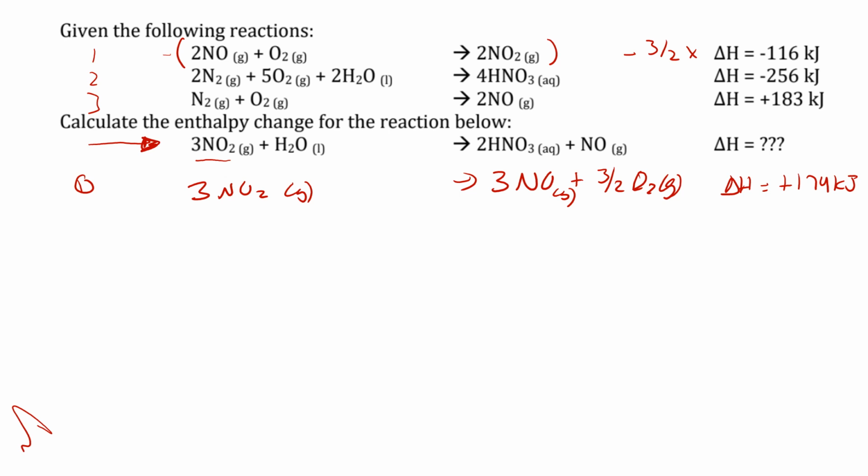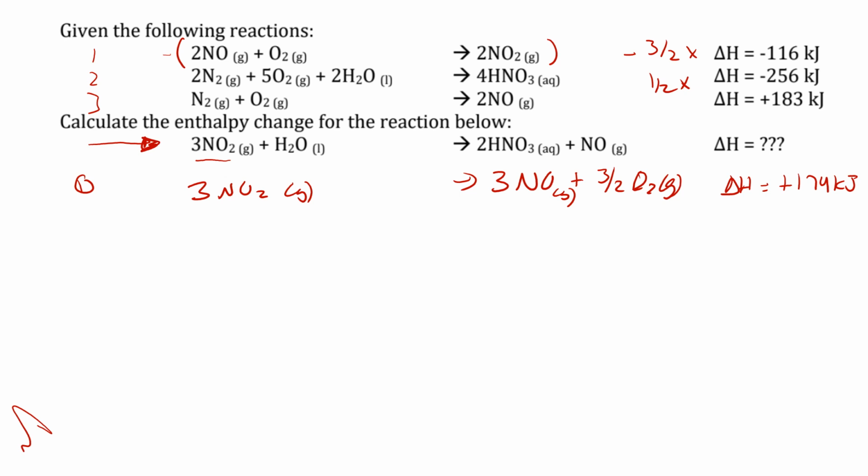And look at the next one. I have 2N2 plus 5O2 plus 2 waters makes 4HNO3. So I'm looking, what can I do? Because I have the waters. Notice how water is on the left side of my final reaction, so that's good. I can keep this all here, but it's two H2Os in the final. So what do I have to do with all of these? I have to multiply this by one half. Everything we multiply by one half.